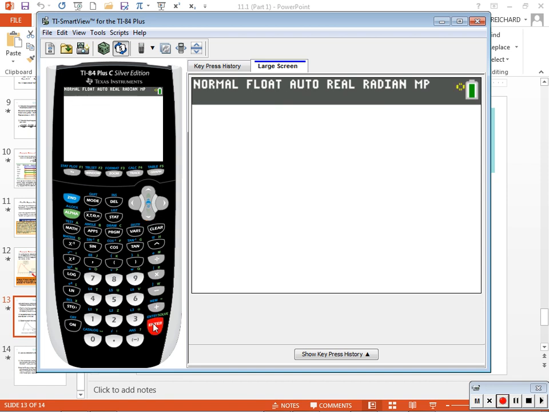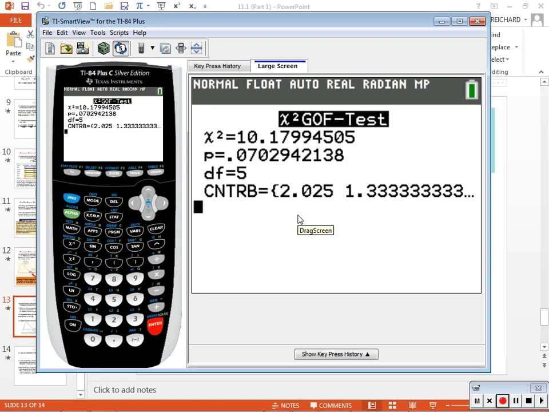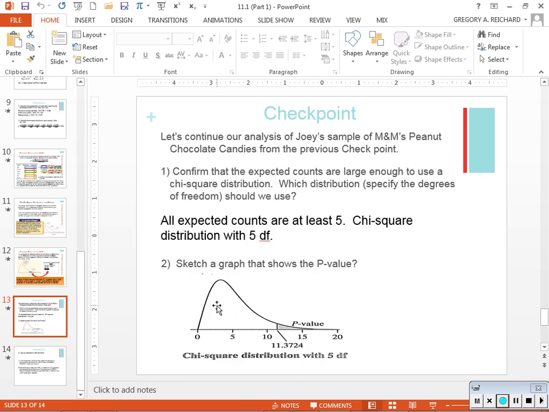And when I calculate this, it's going to give me a couple different things, one of which at the top is the chi-square statistic. Then here's the p-value for this, and in the next lesson we'll get into some of the different things that go with the p-value, involving the 4-step process and things of that nature. So that's how you get the chi-square statistic and the p-value in your calculator.